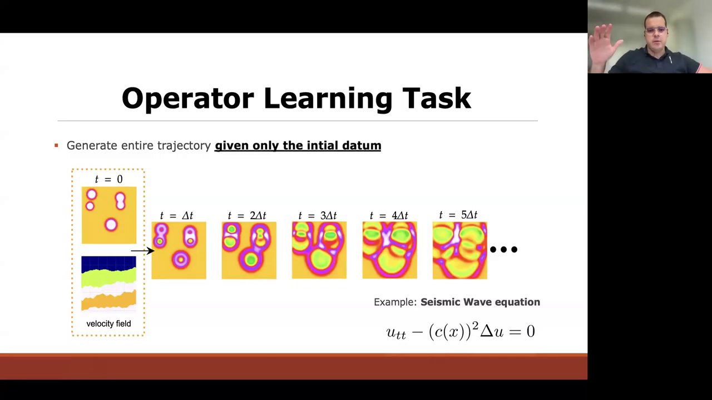And for that, we have available trajectories, discrete trajectories that we either obtain by measuring in time or generating the trajectories using numerical methods. And this example here is just the seismic wave equation. It's one of the equations we tested out in the Poseidon paper.